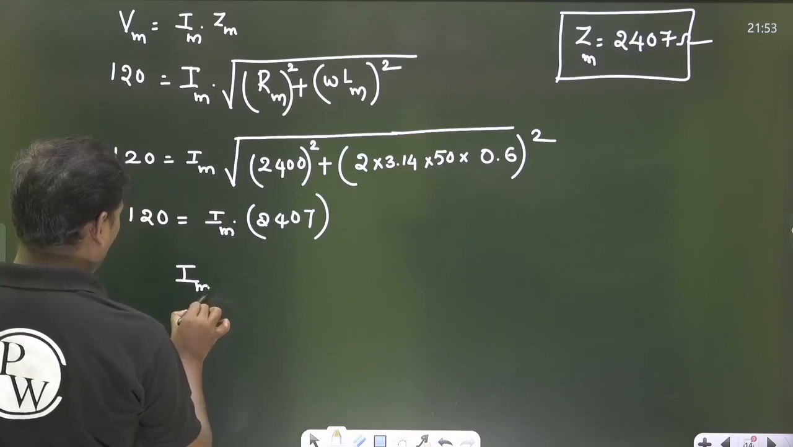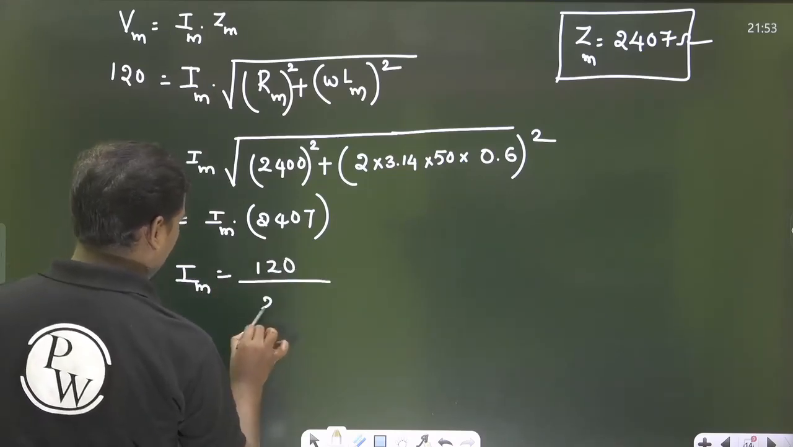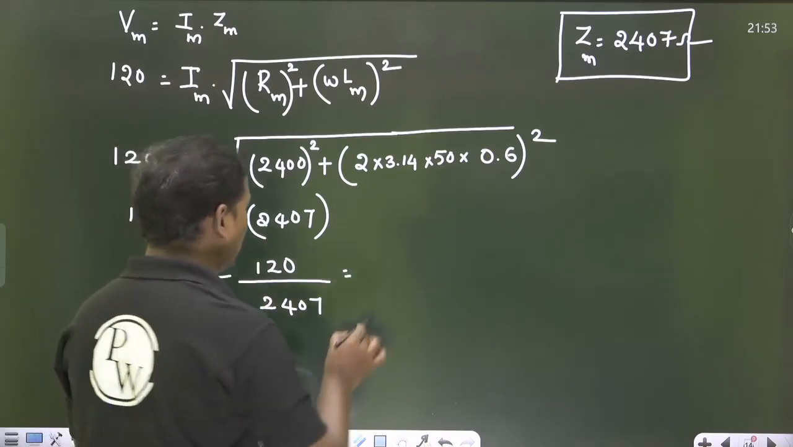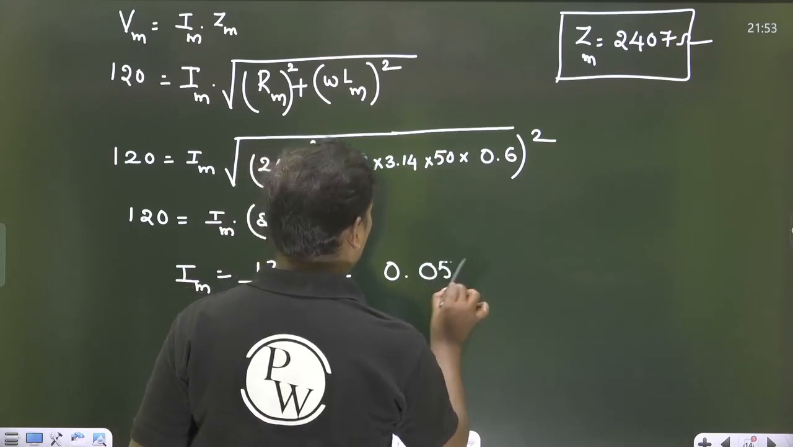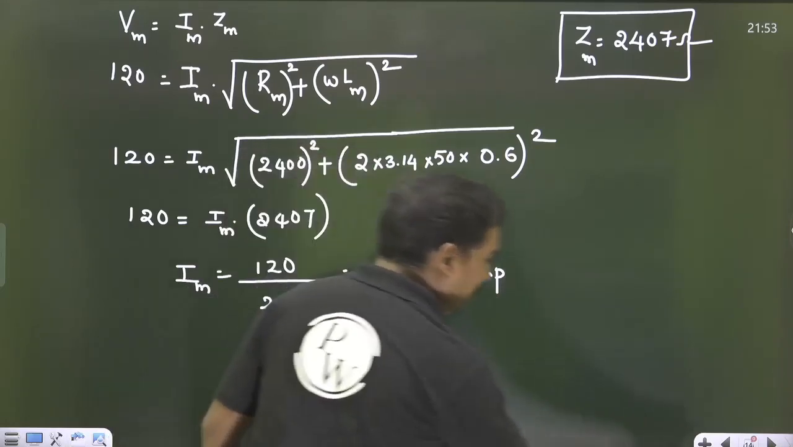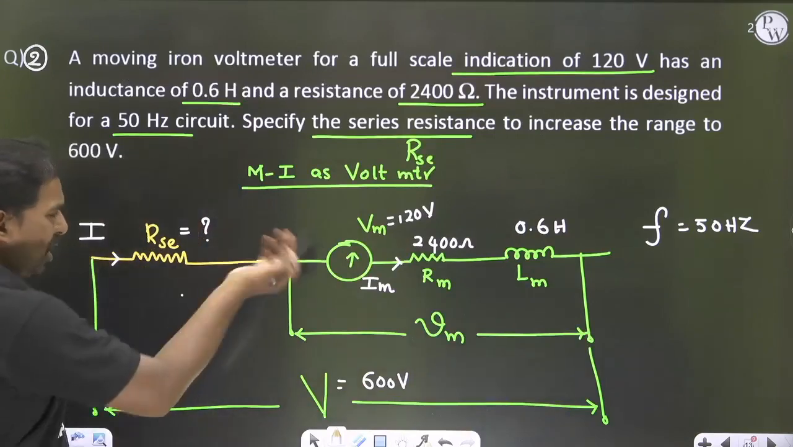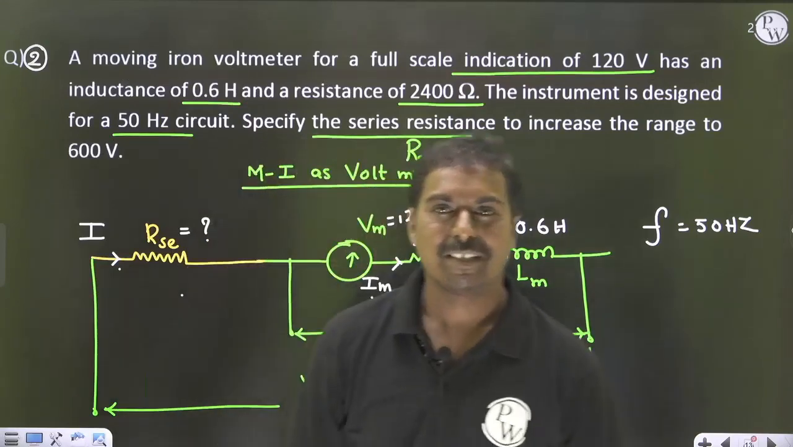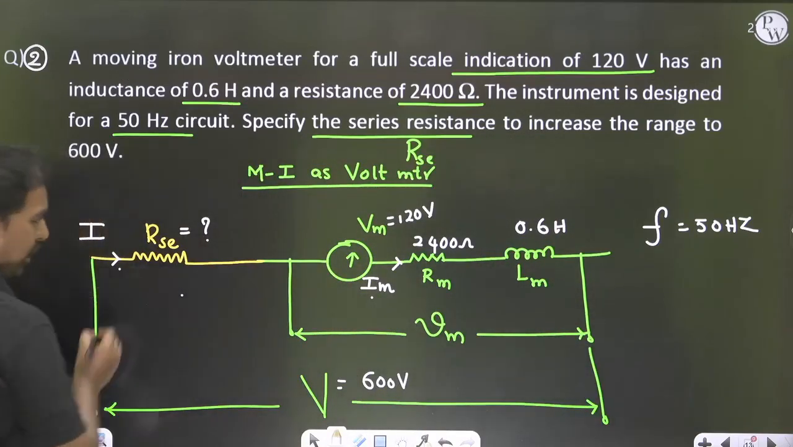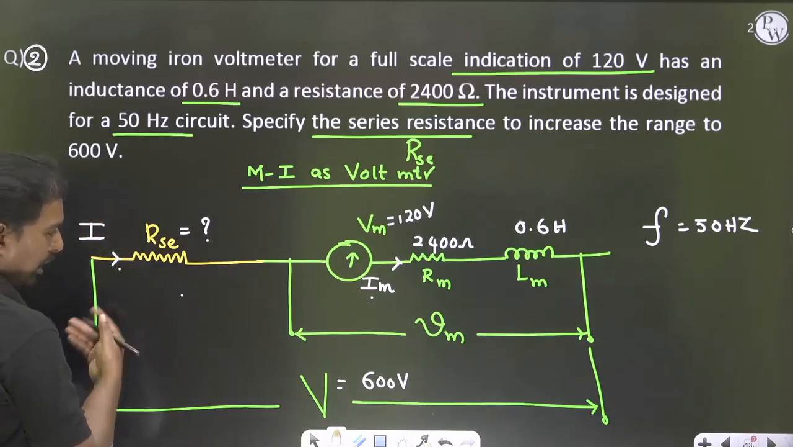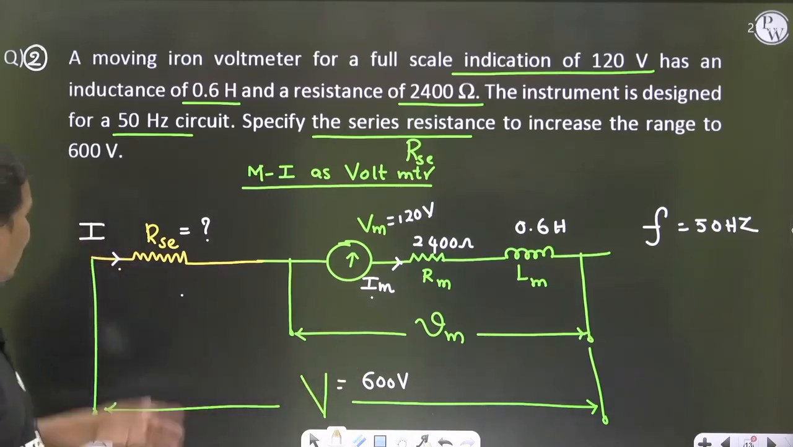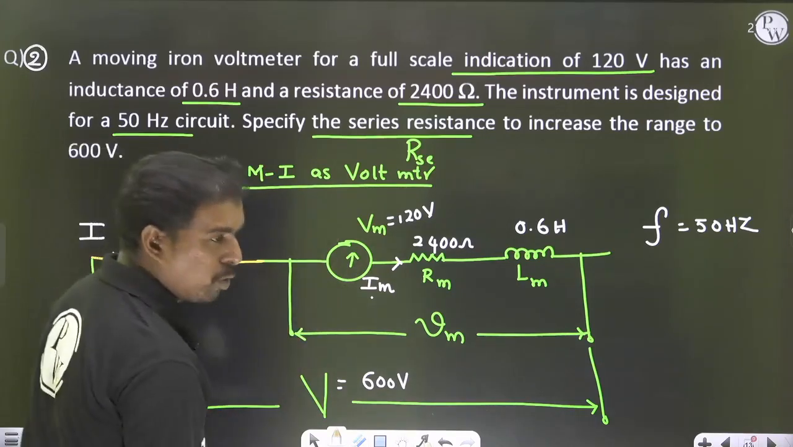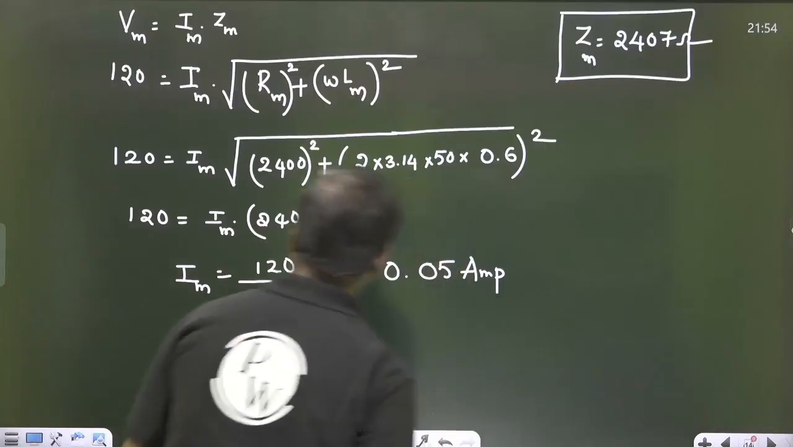The meter current will be how much, dear? The meter current is 120 by 2407. 120 divided by this, it is coming around 0.049, about 0.05 amperes. Why? Because, dear, how to calculate actually? But remember, the current passing here and the current passing here is the same, na? So if you want to know this I, we can take V by Z. Yes or not? The total Z includes this. So now if we calculate, this I and this Im both are equal, na? Yes sir.